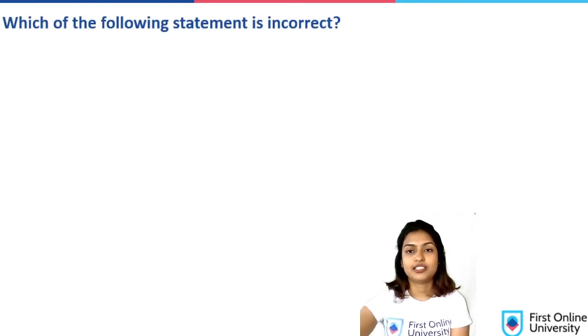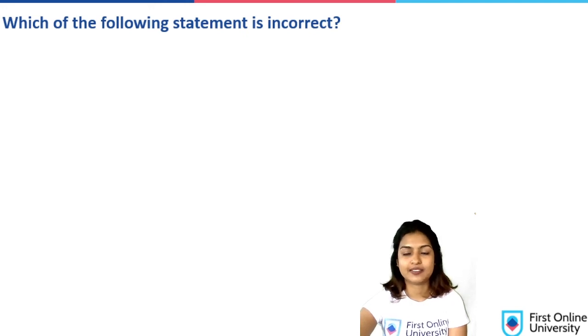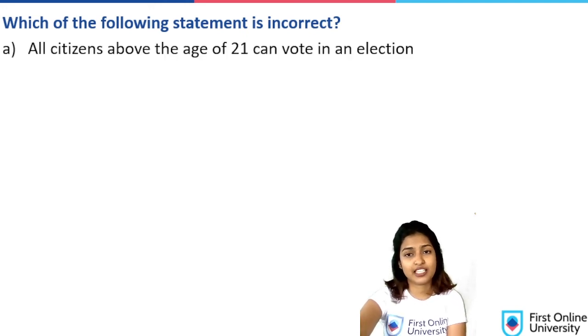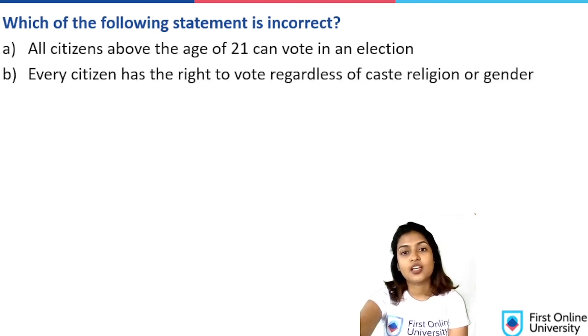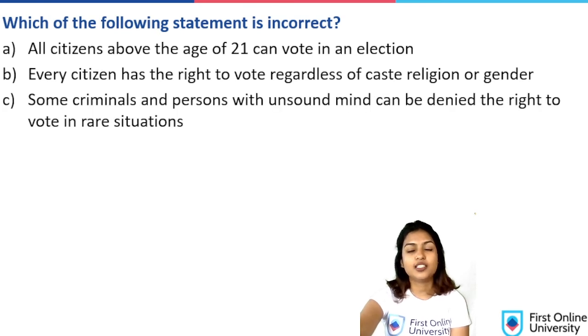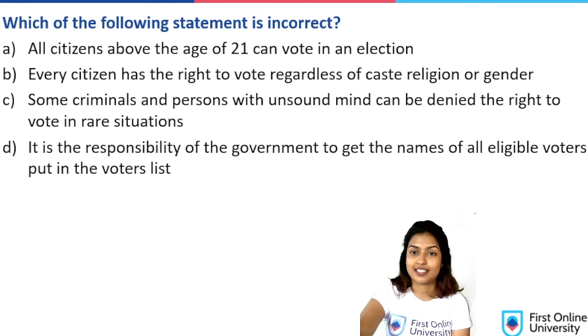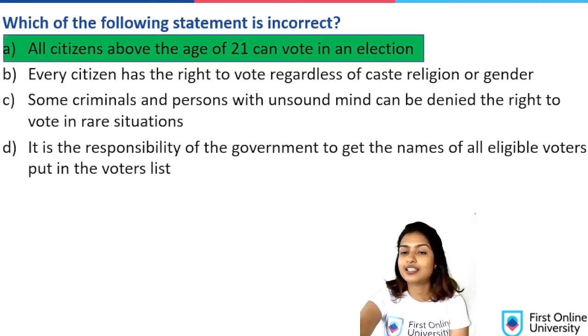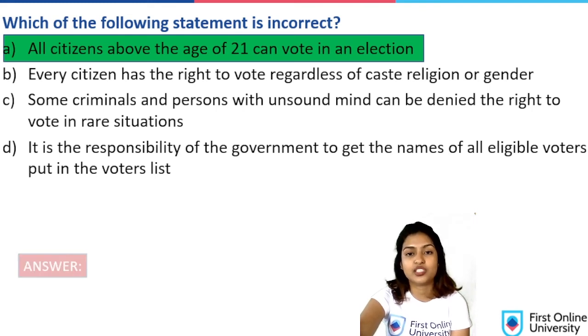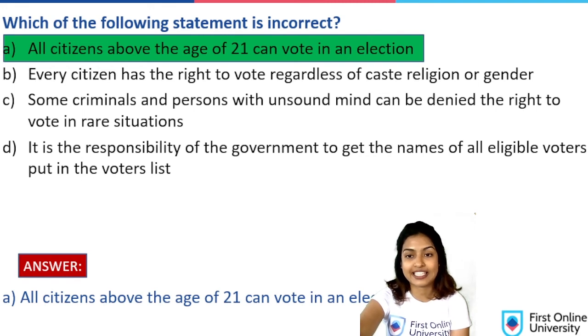Which of the following statements is incorrect? Please note down, it's incorrect. A. All citizens above the age of 21 can vote in an election. B. Every citizen has a right to vote regardless of caste, religion or gender. C. Some criminals and persons with unsound mind can be denied the right to vote in rare situations. D. It is the responsibility of the government to get the names of all eligible voters put in the voters list. So let us see the incorrect statement here. It is definitely A because it is against the principle of universal adult franchise. So the correct statement is anyone above the age of 18 can vote in an election.